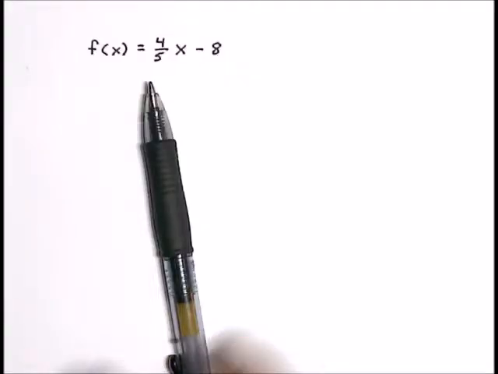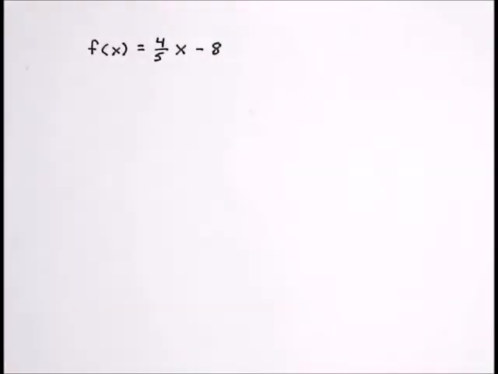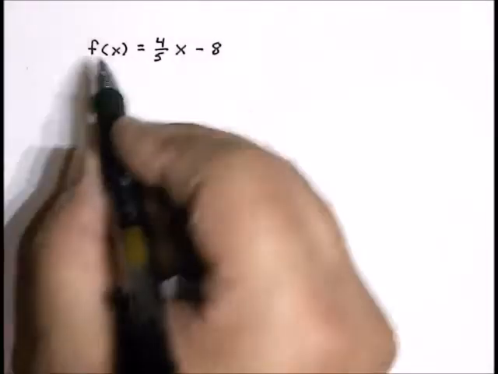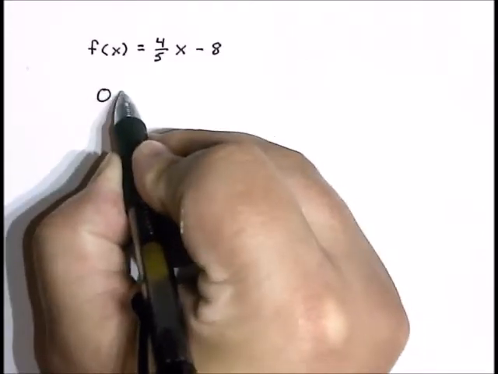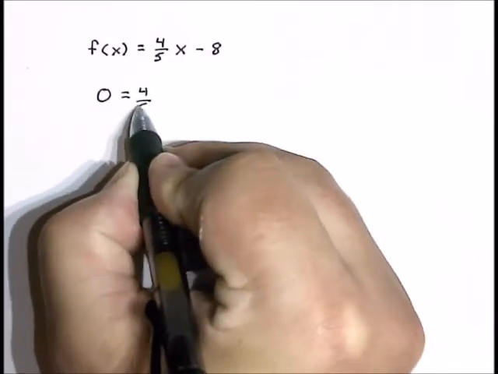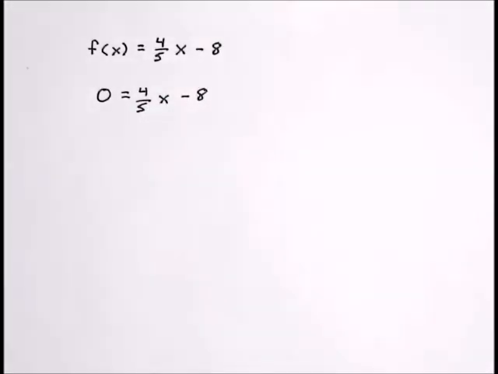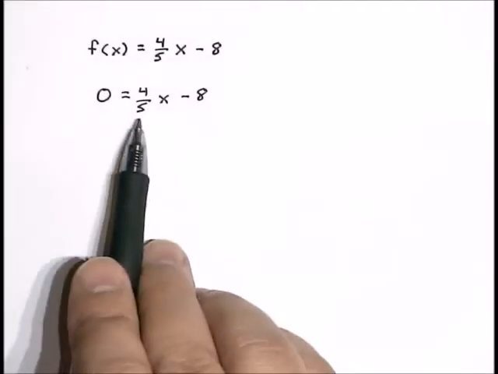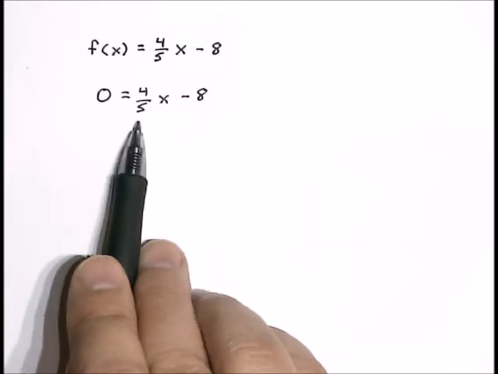Now, here's a slightly more difficult one. But to find the zeros and the x-intercepts of this, I'm going to do the same thing. Set f of x equal to 0. And now I'm going to solve for x. Now, there's two ways to do this. One is to do it just like I did the last problem, except then I have a fraction to deal with. The other way is to get rid of that fraction.